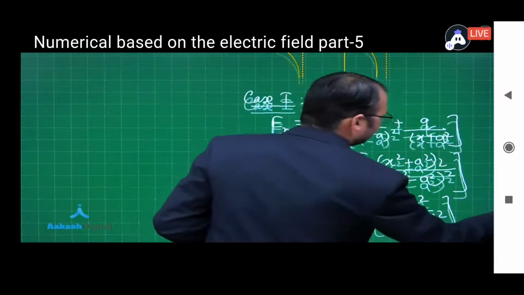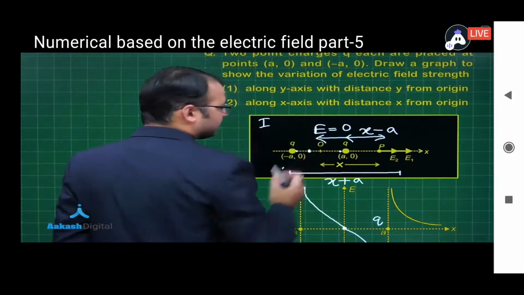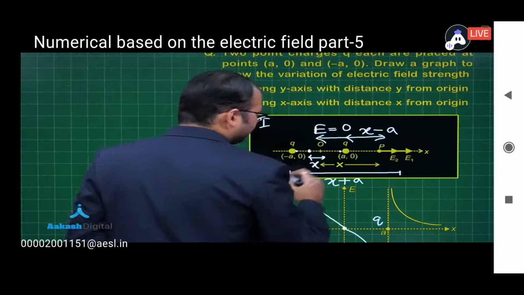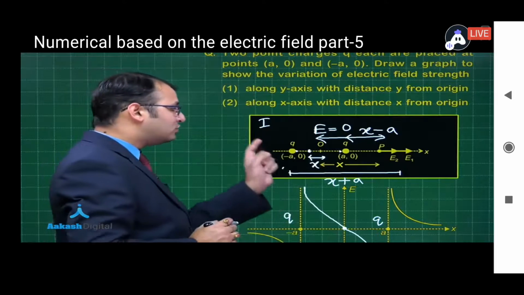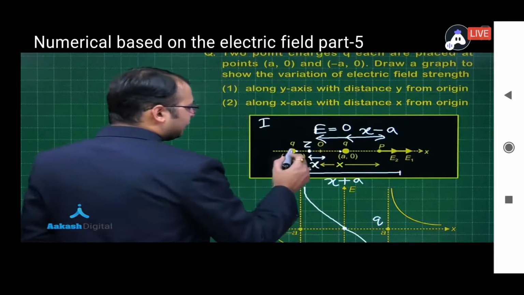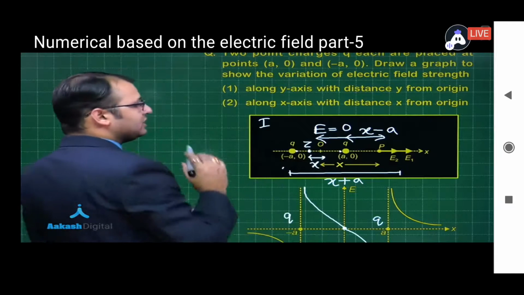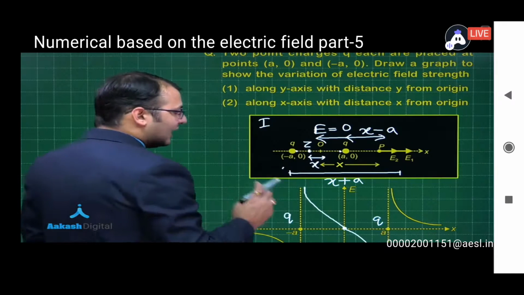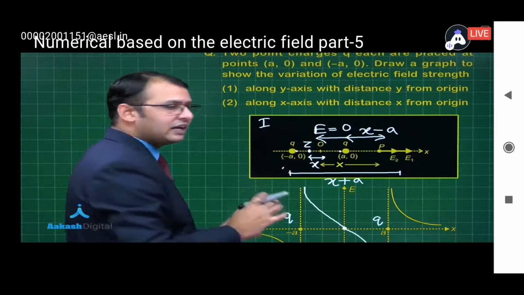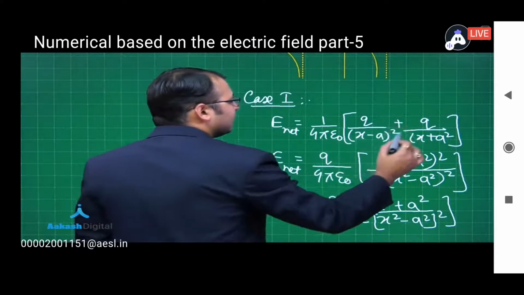Similarly, for case 2, let's take some random point here. In that case, x will be this one. And then you can have the values which will cancel out each other. Now at this point, let's say Z, the electric field due to this charge will be along this direction, and the electric field due to this charge will be in this direction. Right? In that case, this distance will become x plus a, and this distance will become x minus a. And the calculations have a similar format, but the negative sign will come here.